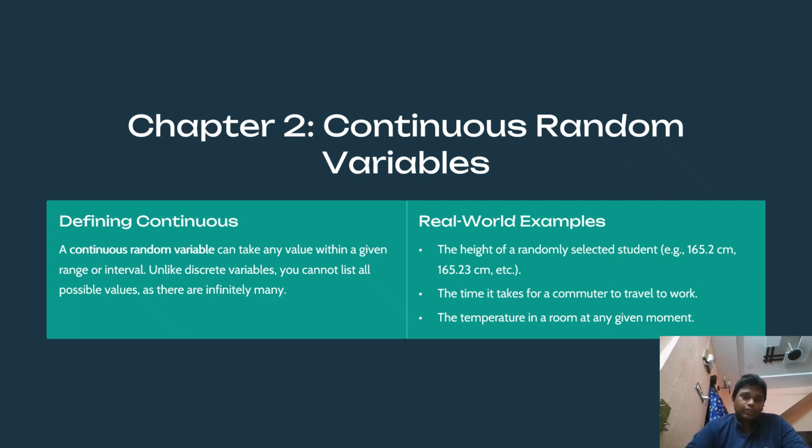Real world examples are the height of a randomly selected student, for example 165.2 centimeters, the time taken for a commuter to travel, and the temperature in a room at any given moment.